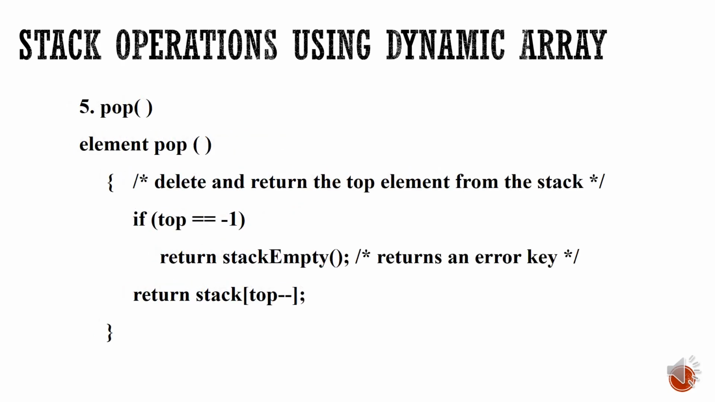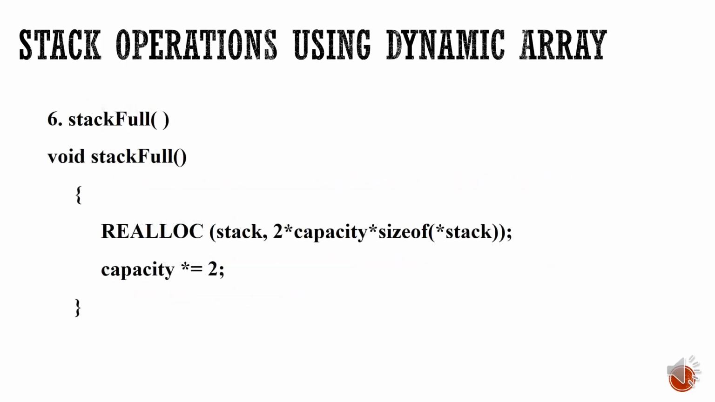The pop operation remains the same. If top is equal to -1, no elements are there in the stack, so we return empty, or else we return the top element and decrement top by 1. That will be your pop operation. Then stack full, we have already seen. Whenever the stack is full, we are going to increase the capacity by a factor of doubling it. Every time we go for doubling its capacity.